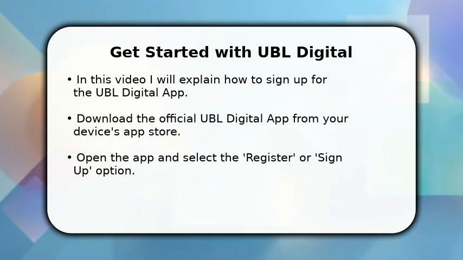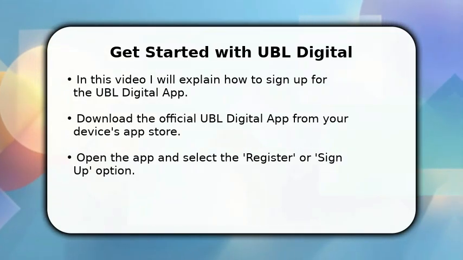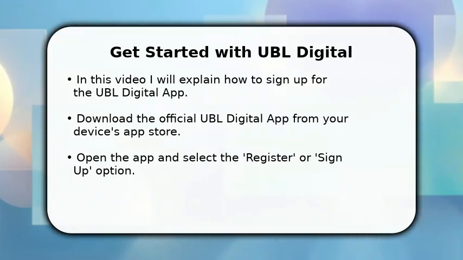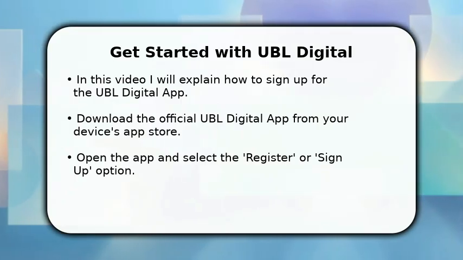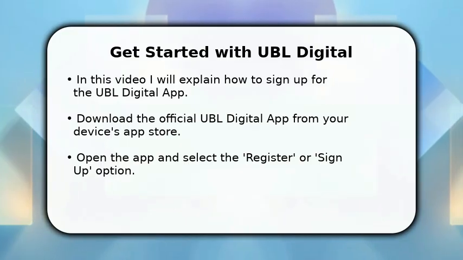Hello everyone. In this video, I will explain how to sign up for the UBL Digital App. First, you will need to download the official UBL Digital App from your smartphone's App Store, whether it is the Google Play Store or Apple App Store. Once downloaded, open the application and look for the Register or Sign Up button typically found on the login screen. Tap this to begin your registration journey.